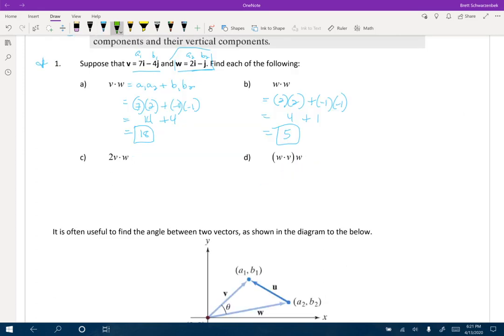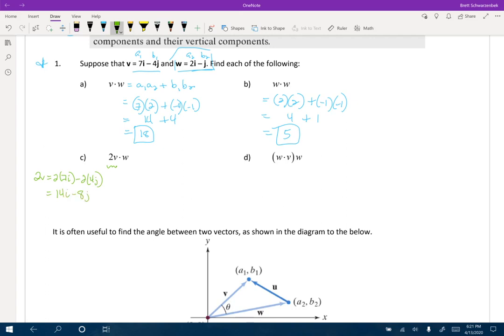Okay, some variations of what you would see. This is a lot like an order of operations thing. So if you do 2v dot w, then the most ideal thing to do would be to find 2v first. So what does 2v look like? Well, 2v is the equivalent of multiplying each one of the pieces of the vector by 2. You learned that already. So that's going to be 14i minus 8j.